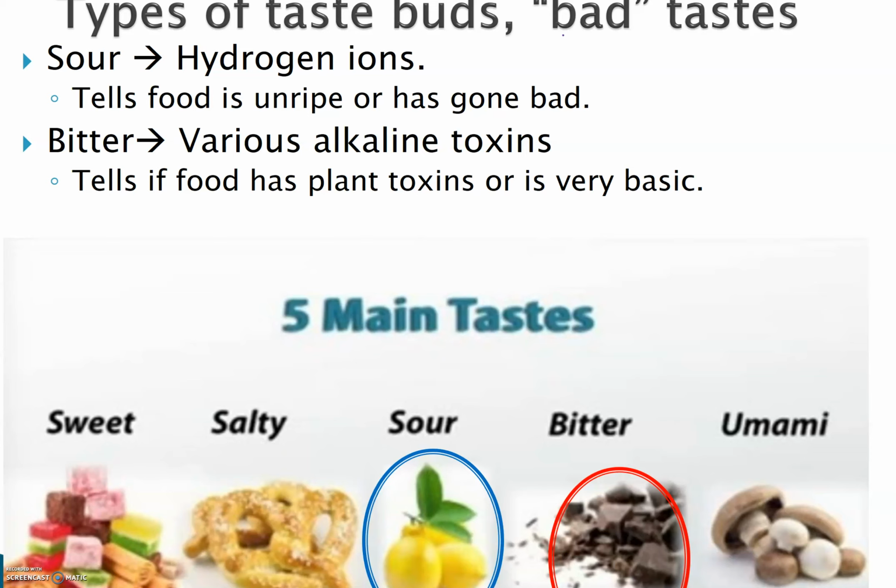Sour is telling about hydrogen ions. Either the food is unripe or it's gone bad. I have 2 lemon trees in my backyard. I love sour food. So we've decided, oh, sour actually isn't that bad. We'll eat sour food.